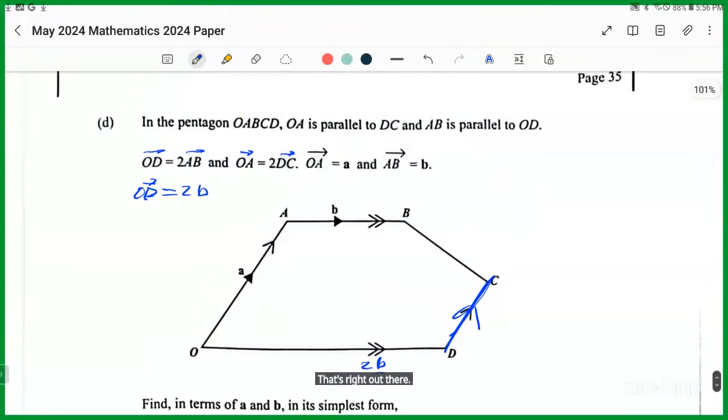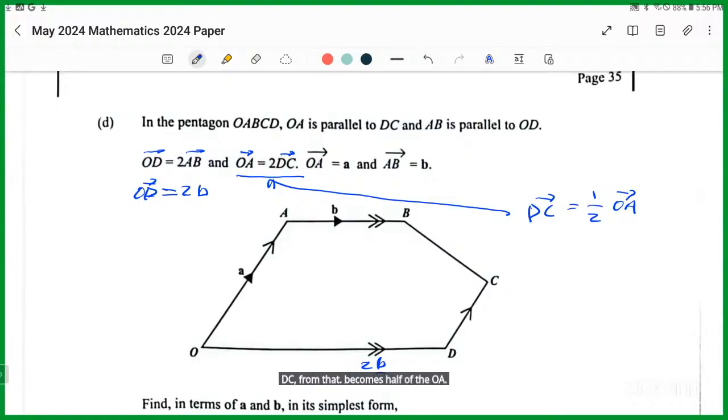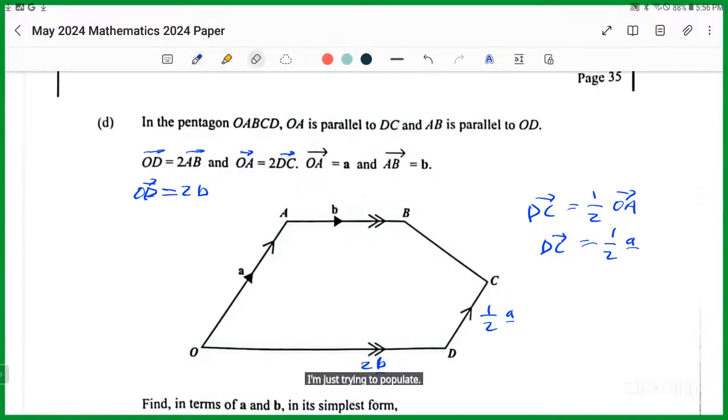And similarly, OA is 2 times the DC. So this equation can be set up differently. Let me write it over here. So the DC becomes half of the OA, and the OA is A. So this side is half of this, so I can put it on. This side is just half of A. That's the DC, it is half A. I'm just trying to populate the diagram.